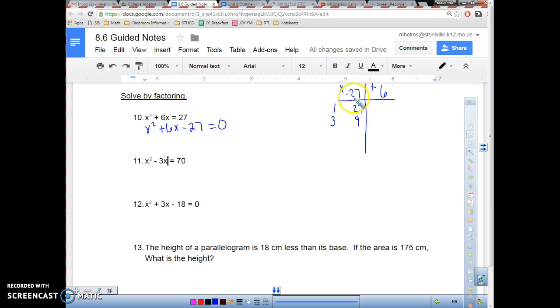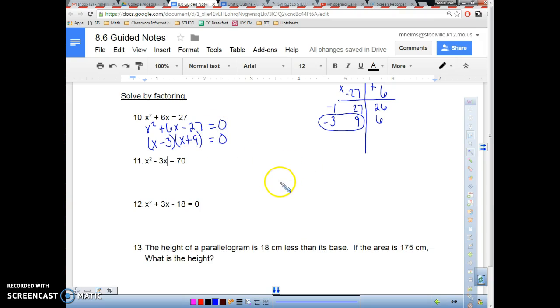So since they multiply to give me a negative, but they add to give me a positive, that means my bigger number is positive, my smaller number is negative. So we get 27, and we get 6 here. So our numbers are negative 3, positive 9. So you have x minus 3, x plus 9. And we have to bring down our equal to 0.